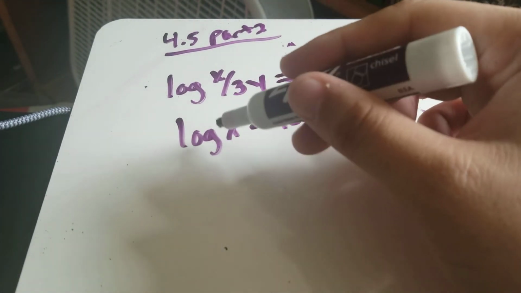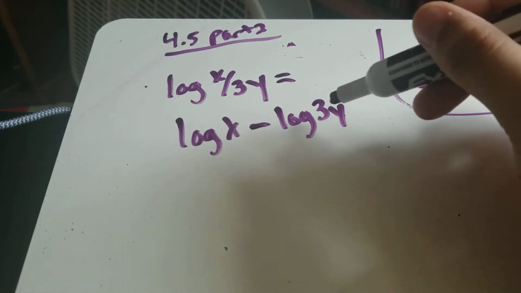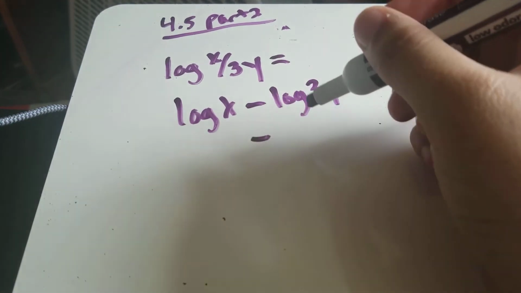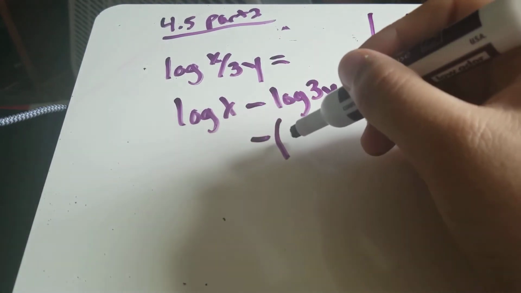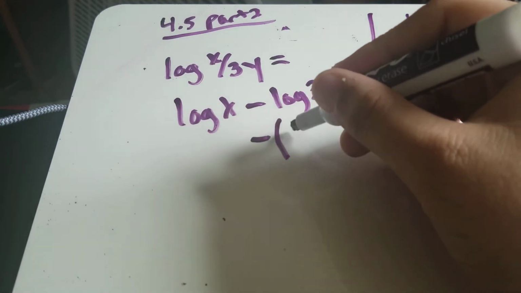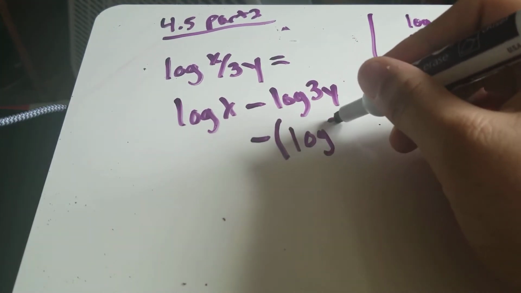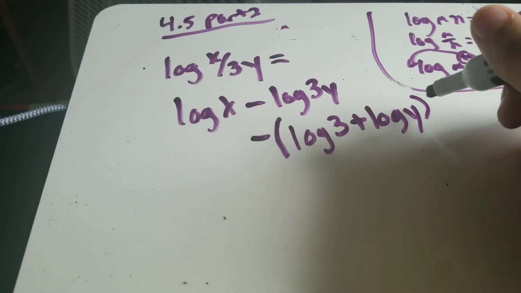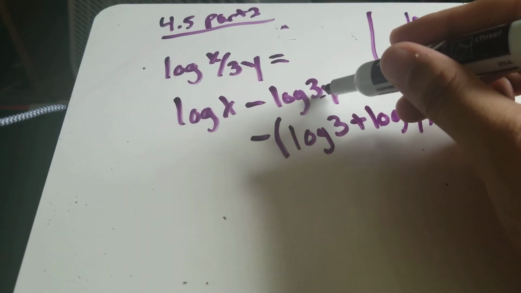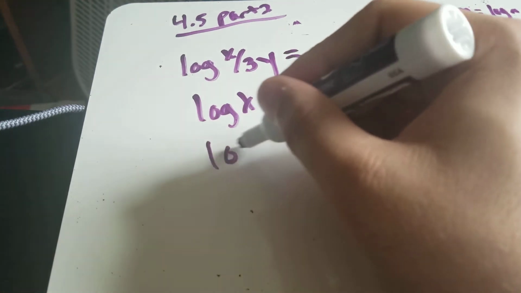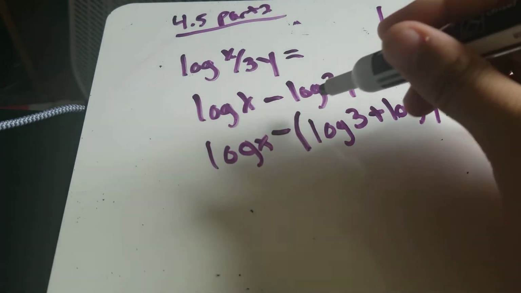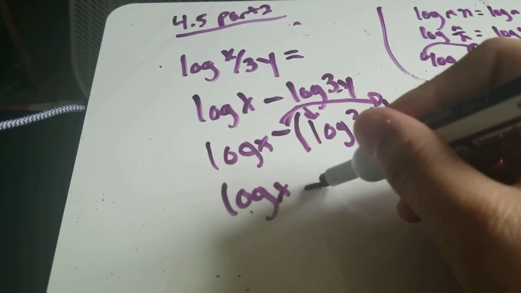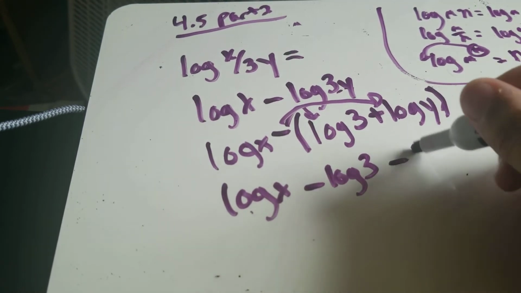Log x is by itself, so we're really happy with this part right here. But log 3y is not by itself yet. So what we're going to do is rewrite this, and I'm going to use parentheses here because this is getting minus, so I just want to show that everything's minus here. I'm going to separate this as log 3 plus log y. And I'm allowed to do that because they're being multiplied. When they're multiplied together, you could add them separately. And let me just distribute this negative to everything. Log x minus log 3 minus log y.